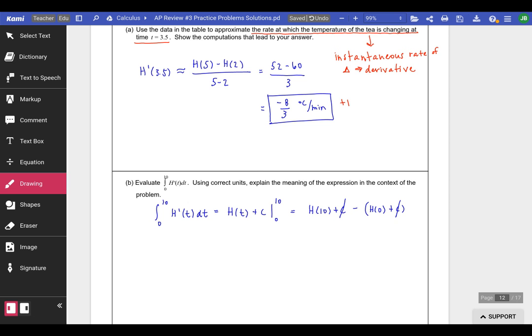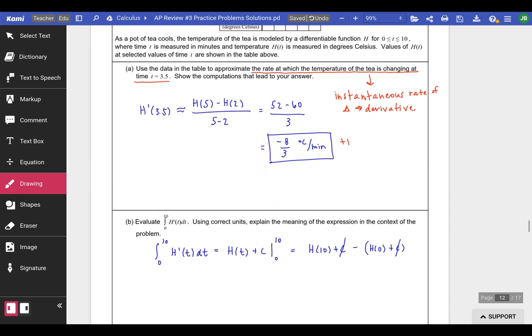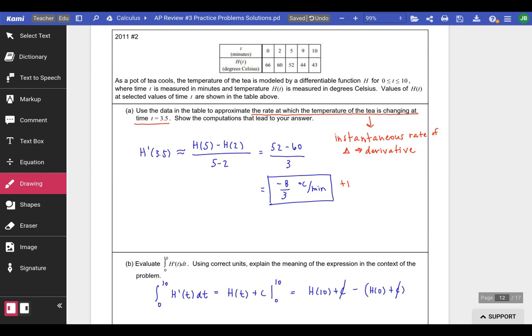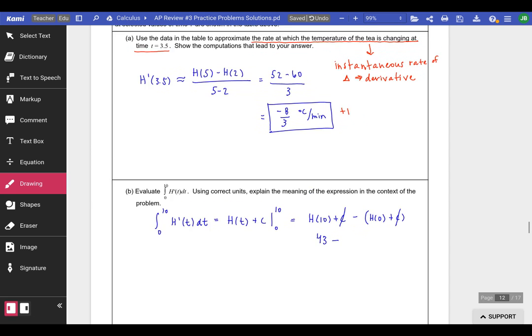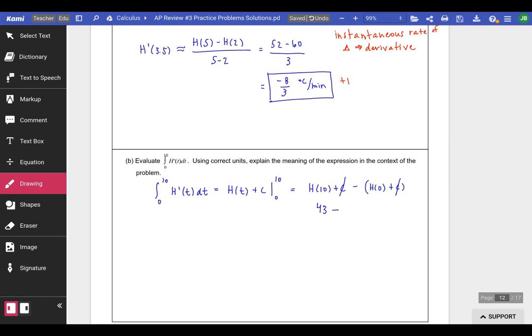And now for h of 10 and h of 0, I can just look at the table. So h of 10, we can see from the table, is 43, minus h of 0 is 66. And so we get negative 23. And in this case, our units would be degrees Celsius. So that's the first part, just evaluating it. Now we have to explain the meaning.